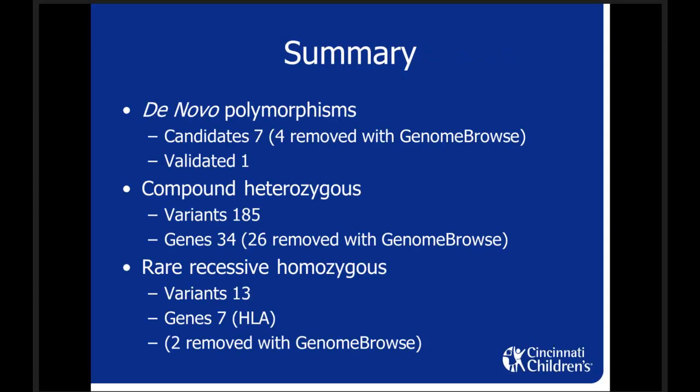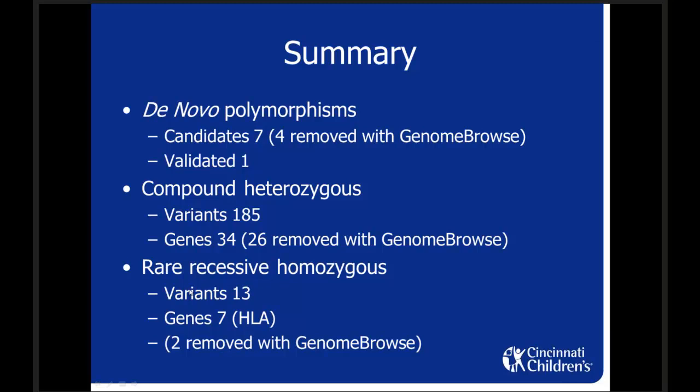So what we've done today is we've looked for de novo polymorphisms in this trio. We were able to filter the results down to 7 candidates. We removed 4 of those with GenomeBrowse, and experimentally, when we came in with another technique, we were able to validate one of those as being a real compound heterozygous, de novo polymorphism. With the compound heterozygous, we identified 185 variants. That corresponded to 34 genes. However, using GenomeBrowse, we could actually go through and remove 26 of those genes to give us a very small list of compound heterozygous polymorphisms.